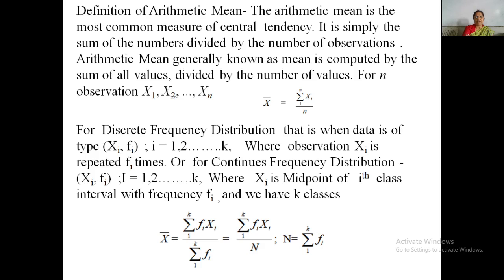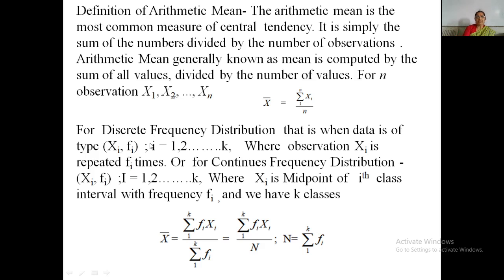So when we have class intervals, say x1 to x2, x2 to x3, x3 to x4 and so on, and corresponding frequencies are given to you, then we compute xi, that is the midpoint of the class interval, and fi is the frequency of that class. So we generally have three types of data sets, and for these three types of data sets, the formulae for arithmetic mean are as follows.